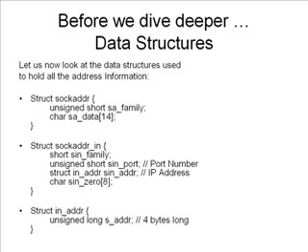Now the SA_data is broken up into three sub members, which are sin_port, sin_ADDR, and sin_0. The sin_port contains the port number, sin_ADDR contains the IP address, and sin_0 is just a pad.